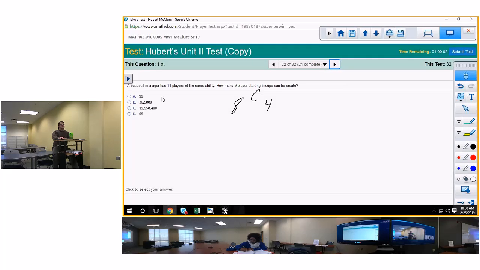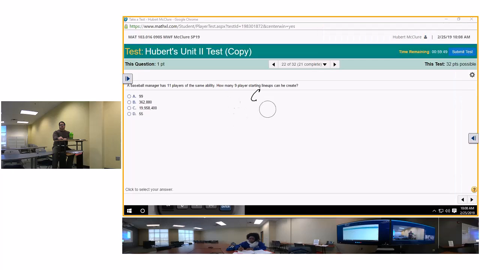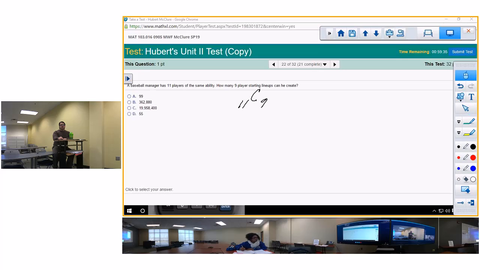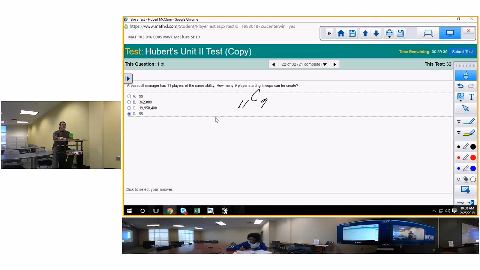A baseball manager has 11 players with the same ability. How many 9-player teams? We did this one in class. This one is 11 combination 9. And what's the answer? D, 55. I figured it'd be higher than that. Okay. Next.